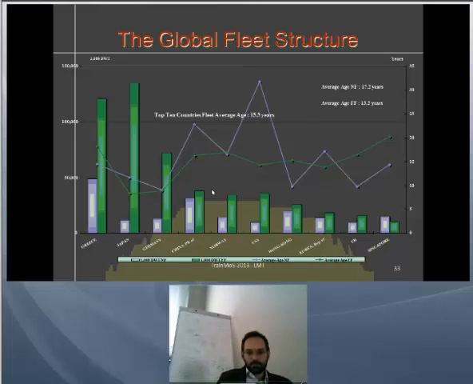So here we can see the relative data for the top 10 countries that we discussed before for ship ownership. For these top 10 countries, we have an average age of 15.5 years, and we can see how the average age trend for each country develops in this graph.